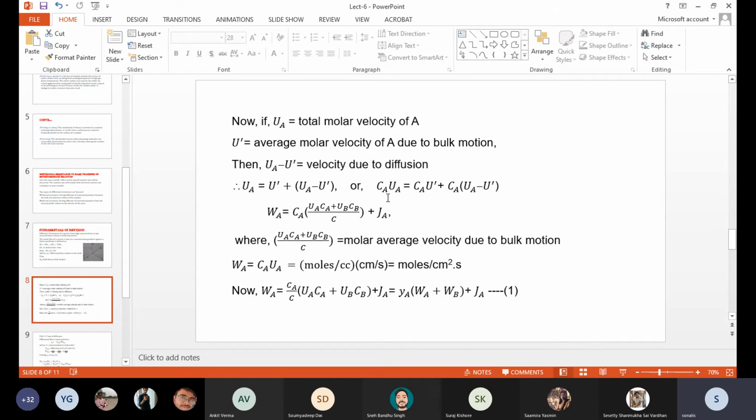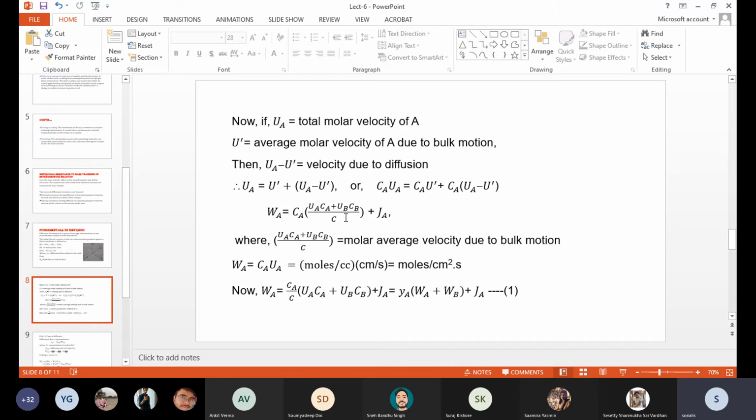Now you can multiply both sides by the concentration of A. CA UA is equal to CA U dashed plus CA (UA minus U dashed). We can write it this way. Now CA UA is WA, the total molar flux. And we can do one thing, we can take out CA out of these two quantities and we can write (UA CA plus UB CB) by C. C is this quantity, (UA CA plus UB CB) by C is the molar average velocity due to bulk motion. B is also a species in the gaseous phase.